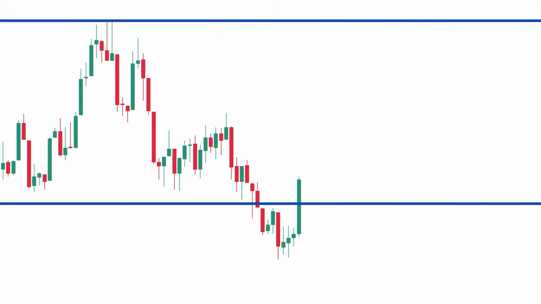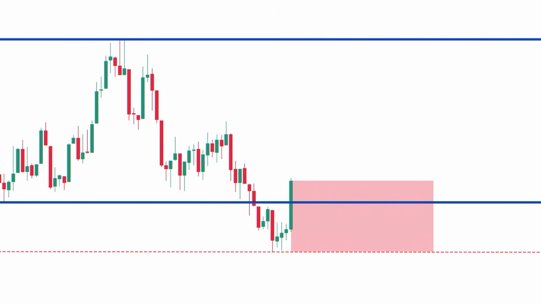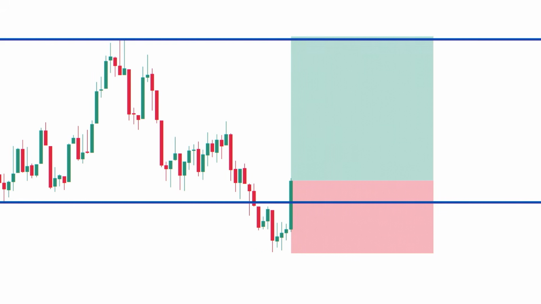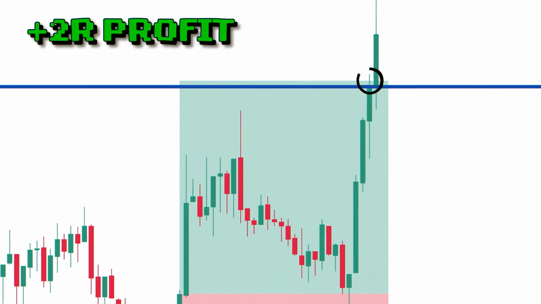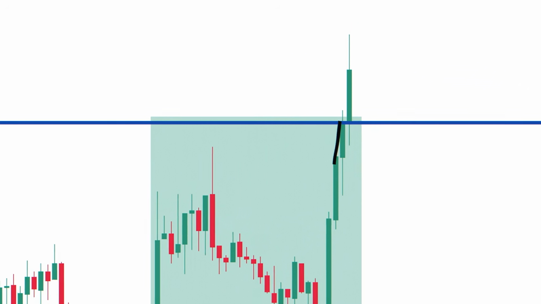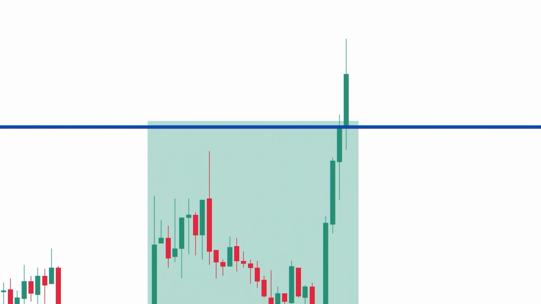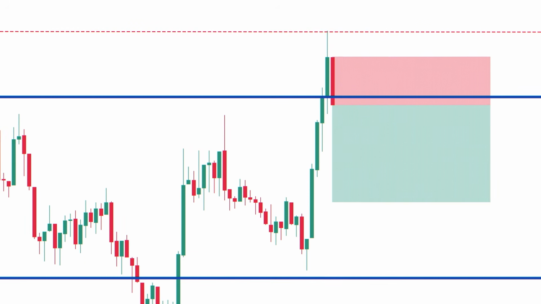We enter a long position. Stop loss is placed below the bottom of the previous price move. Take profit is set at 2 times the stop loss distance. And as you can see, price reaches the take profit. After that, price breaks the upper boundary of the trading range. On the very next candle, it closes back inside the range. We enter a short position, just like before.